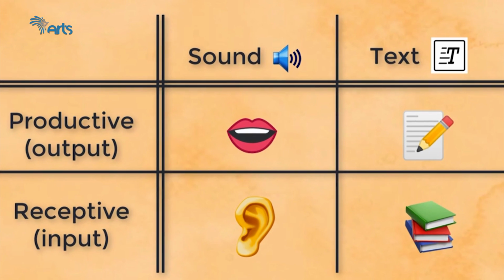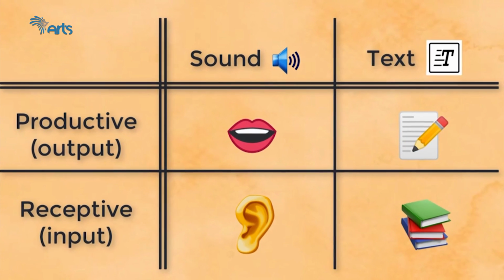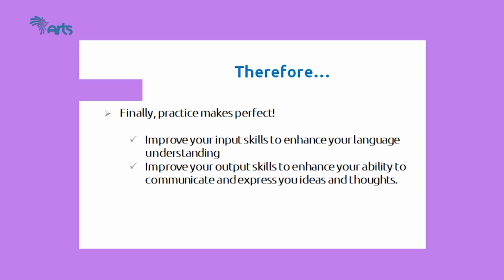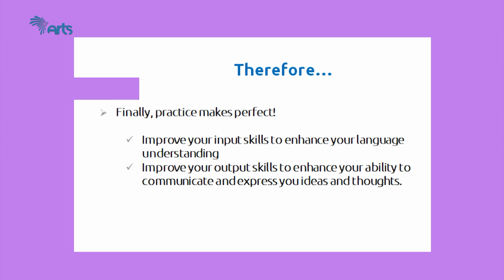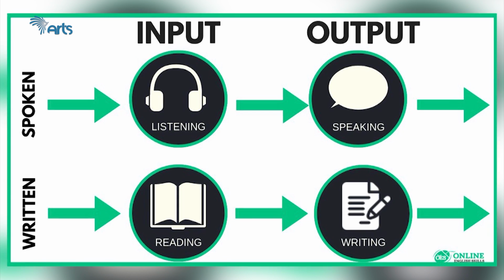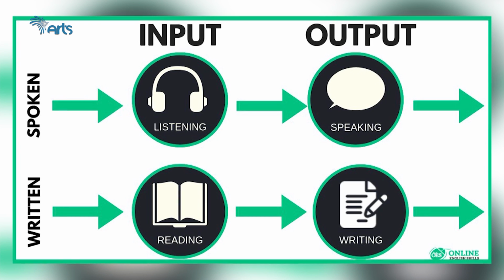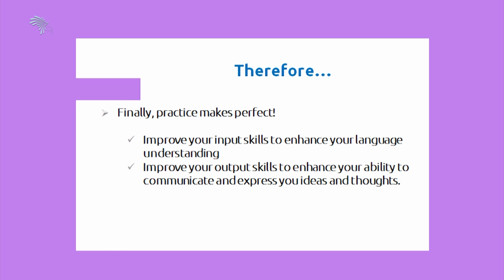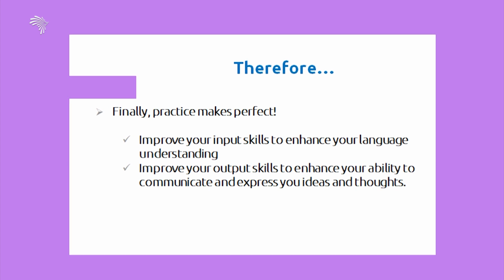Finally, practice makes perfect. Therefore, improve your input skills to enhance your language understanding. That is, improve your listening and reading abilities. And lastly, improve your output skills to improve your ability to communicate and express your ideas and thoughts. That means train yourself in speaking and writing in the English language.